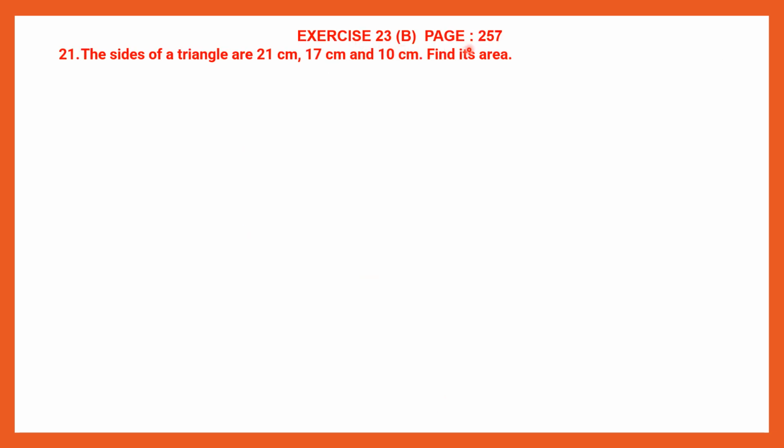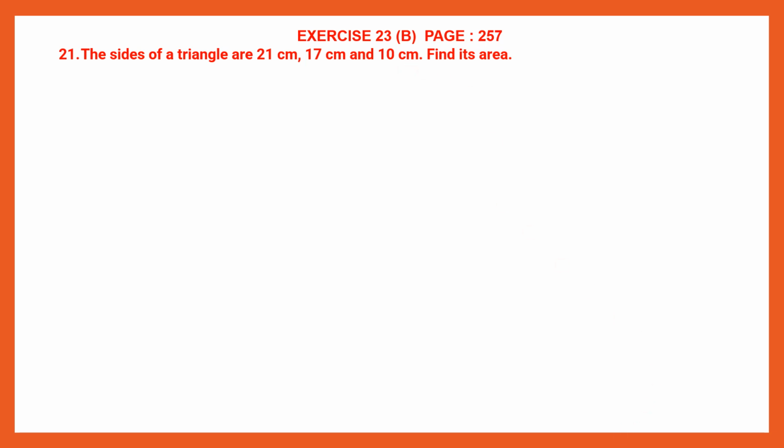Exercise 23B is on page number 257 and we are doing question 21. The sides of a triangle are 21 centimeters, 17 centimeters and 10 centimeters. We have to find its area. Now what is the formula to find the area of a triangle like this? Now can you see there are three measurements of the sides and all three are different. So when all three sides are different, this is called a scalene triangle.